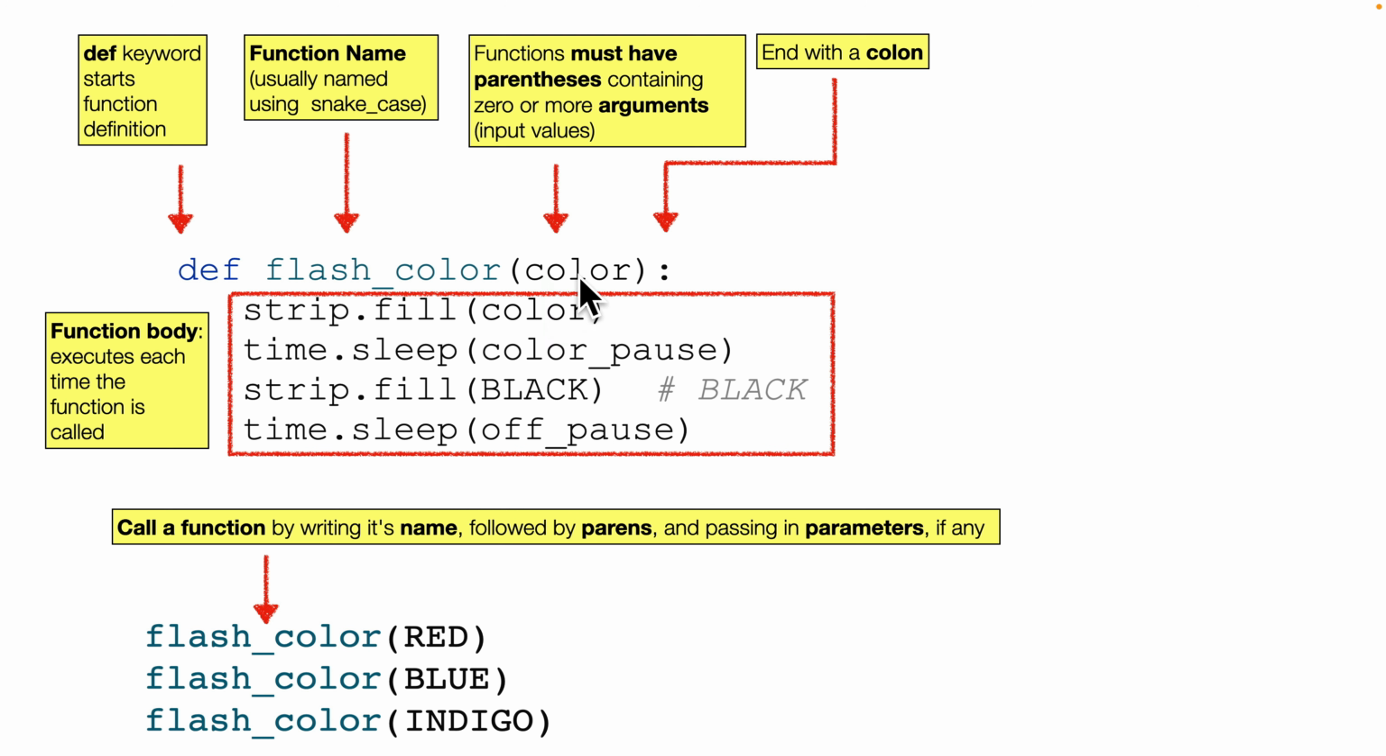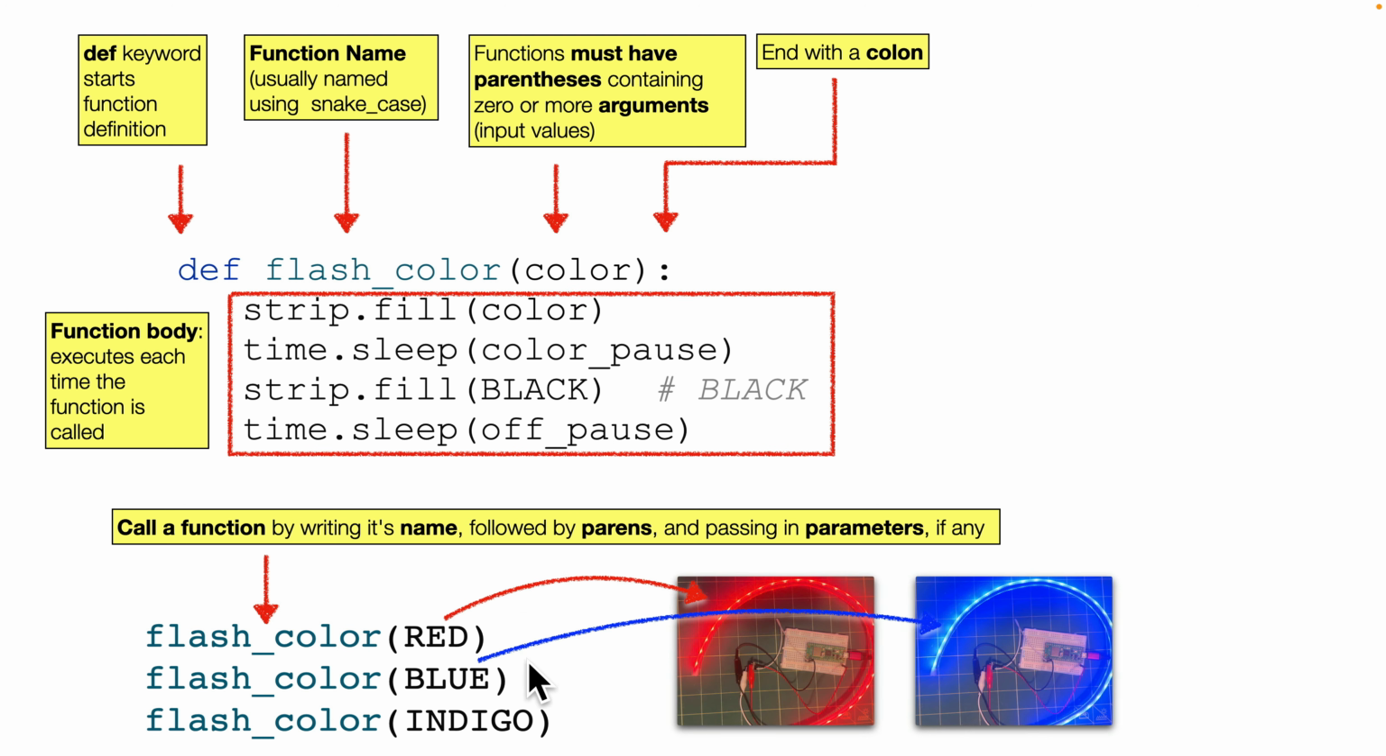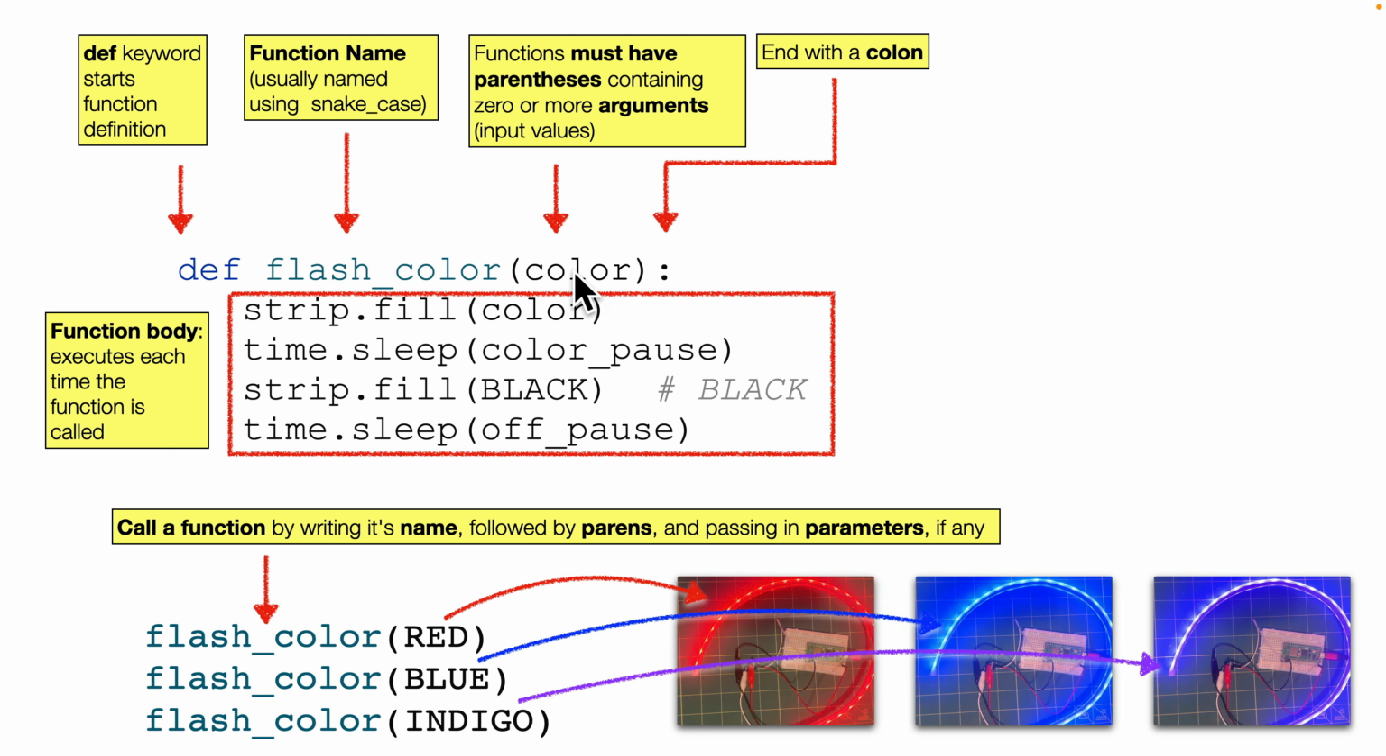Now whatever we pass in as the function call will go into the parameter, so here I can enter a parameter named color, and now if I make the function call, I need to include a value for color or else I'll get an error. So whether we call this with red, blue, or indigo, whatever I pass in with the call will be used by the function in the color value. In this case, using it so that I can strip.fill that color.